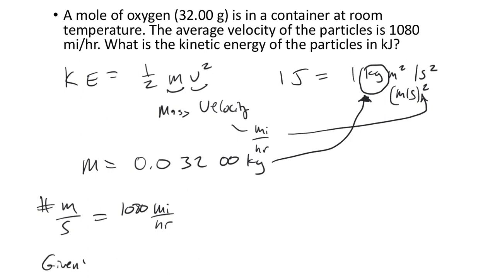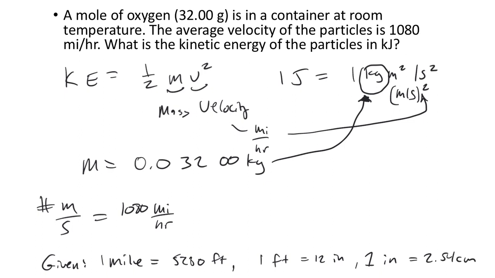If you have to do this on a test, we would give you these conversions. We'd say 1 mile is 5,280 feet, 1 foot is 12 inches, and we actually write out an inch explicitly: 1 inch is 2.54 centimeters. All these conversions are exact. All these conversions are exactly defined.